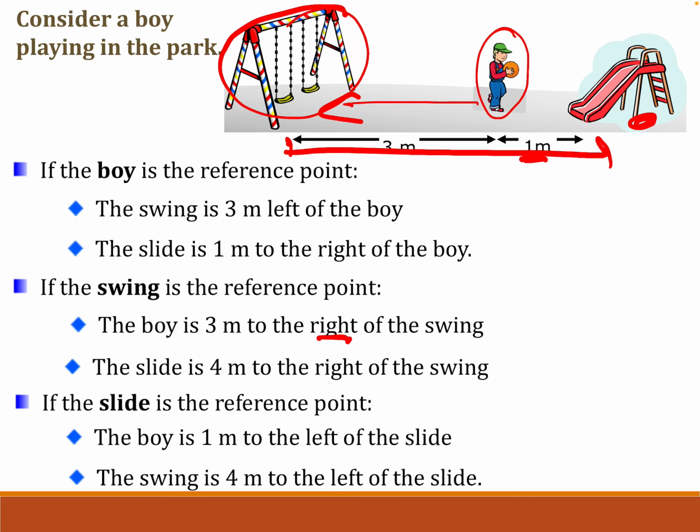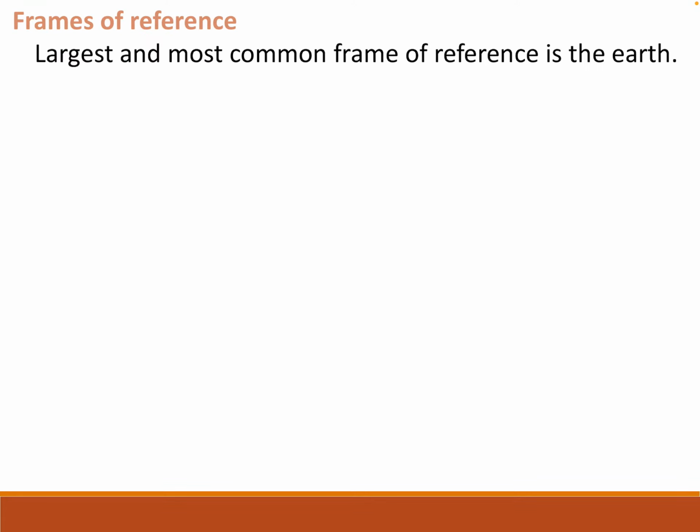So we need to say where we're starting. What's our reference point? Because without the reference point, I could say go 3 meters to the right and you don't know what I'm going for. If I say, go to the slide 3 meters left, from where? Okay, you've got to have somewhere to start from.